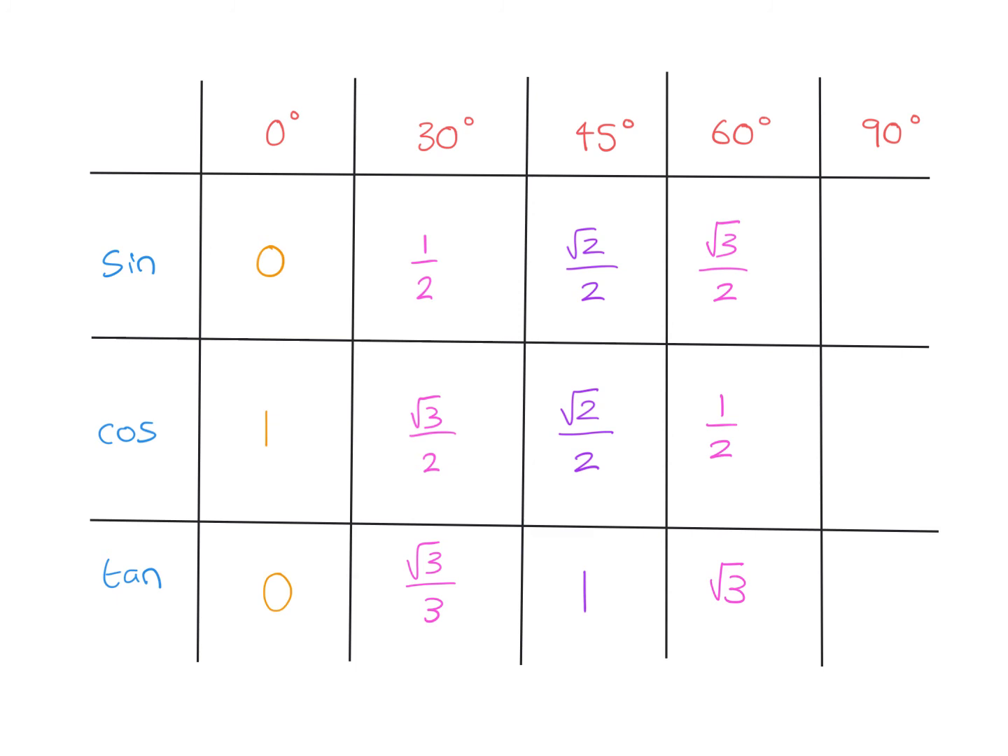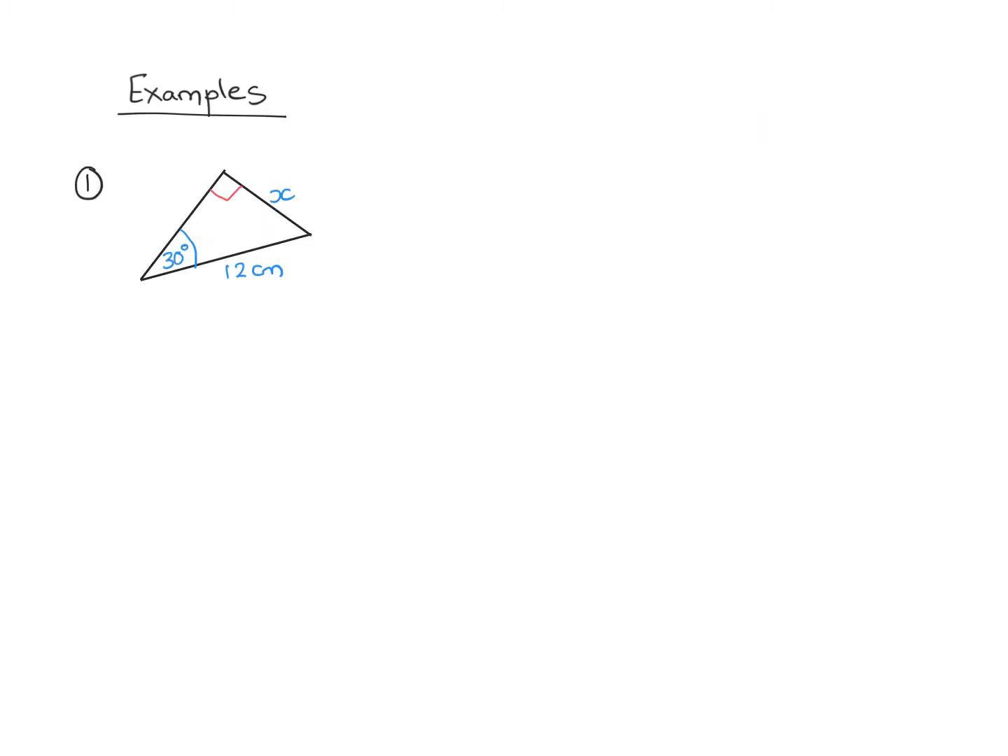We're also going to calculate the sine of 90, which is 1, the cos of 90, which is 0, and the tan of 90, which does not exist. Your calculator will return a math error. Now, you need to memorise all of these exact values. So let's have a look at how we can now complete some examples.